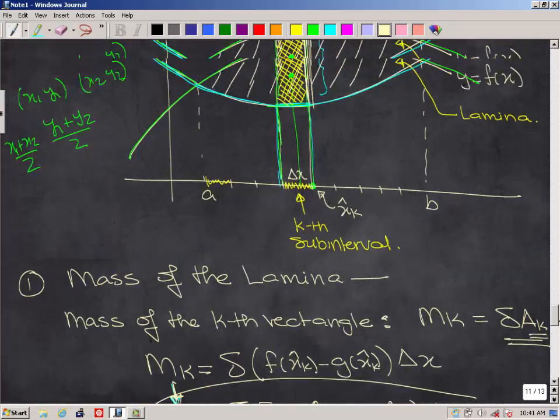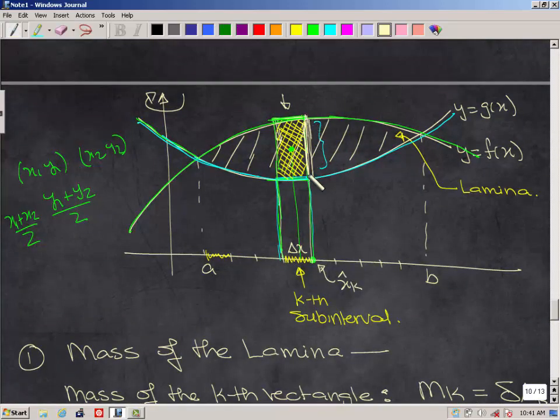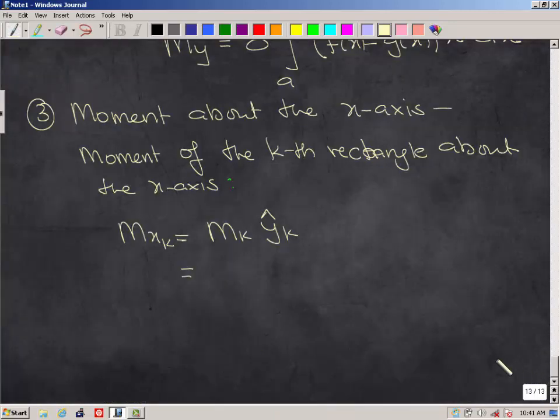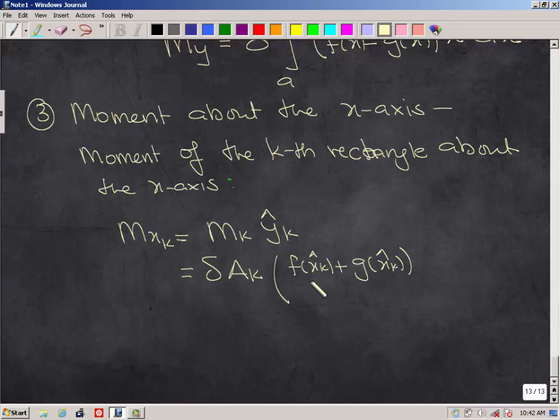and the top and the bottom values out here, if you think about it, what is a y value? This is the f of x value, that'll be my y1, and this would be my y2. Do you guys follow? So we would have m is given by delta times a sub k. This would be f of x hat sub k plus g of x hat sub k. I'm taking the top value of the function and the bottom value, adding them up, dividing them by 2 to get that midpoint which we call y hat sub k.